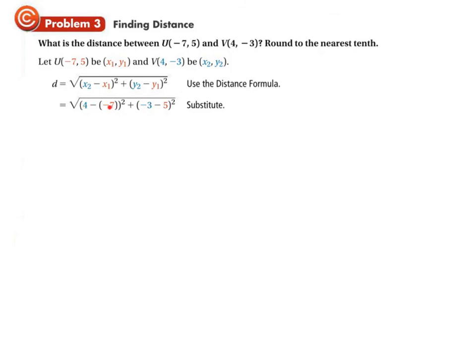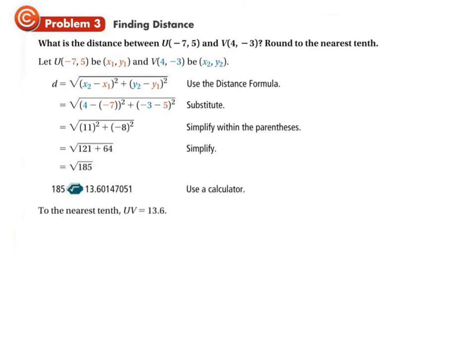And what you see we get here, we can simplify this out to be 4 minus negative 7 is 11 squared, negative 3 minus 5 is negative 8 squared, and when you square numbers, you get positive every time. So we get 121 plus 64 is 185. So we're taking the square root of 185. And they just say, just use the calculator, round it to the nearest tenth.